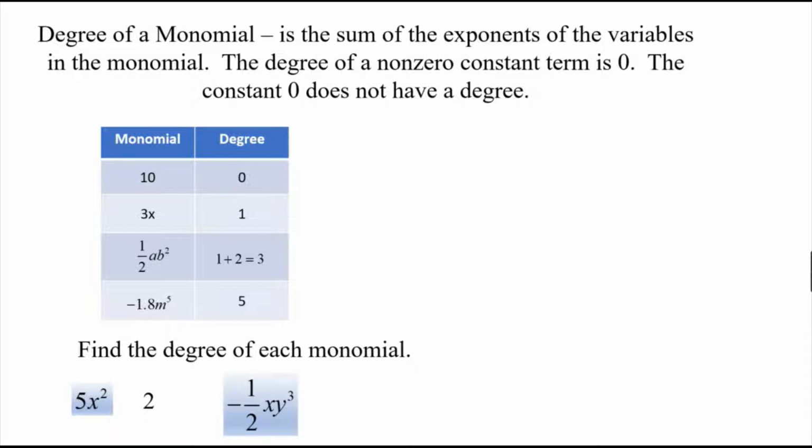Next, negative 1/2 xy cubed. The exponent of x is 1, and the exponent of y is 3. To add them, that would give us the degree of 4. 8x cubed y cubed. For this one, the exponent of x is 3 and the exponent of y is 3. Again, to add them, that's 6, and that is its degree. Negative 3 is also a non-zero constant term or number. Therefore, its degree is equal to 0.